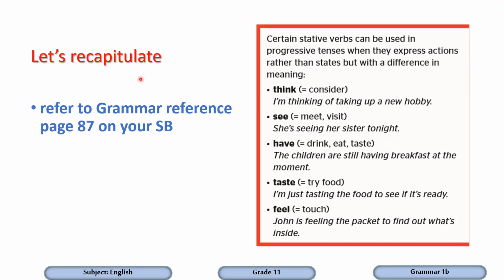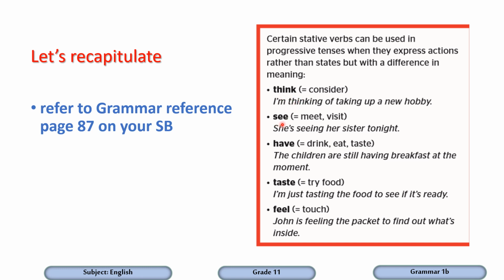Let's recapitulate. Please refer to the grammar reference page 87 on your student book and don't forget to use your highlighters. Look here. Certain stative verbs can be used in progressive tenses. Means that you can say, I'm thinking, I'm having. But there is a rule for this. When they express actions rather than states, with a difference in meaning. The verb think here, when it means consider, I have something in my mind or I'm planning to do it, you can put it in the progressive. It's not an opinion, be careful.